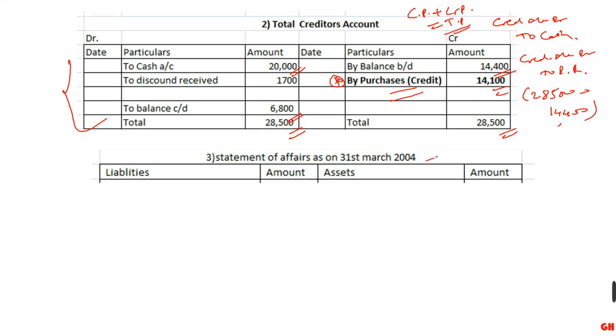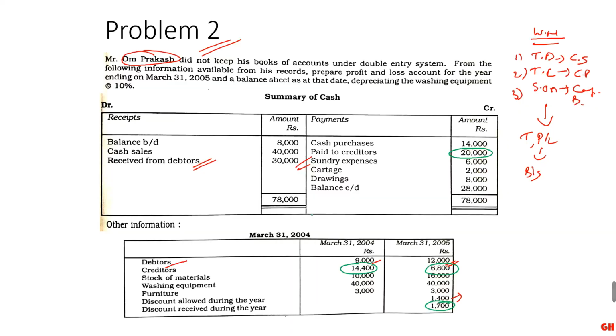Very important. We prepare the statement of affairs to get the capital, that is the opening capital. You can say last year's capital, because this capital is required to prepare today's balance sheet. So the statement of affairs is the same as a balance sheet. Whatever assets and liabilities are there, we need to allocate them properly to the asset side and liability side. The information given here is all the assets and liabilities of last year.